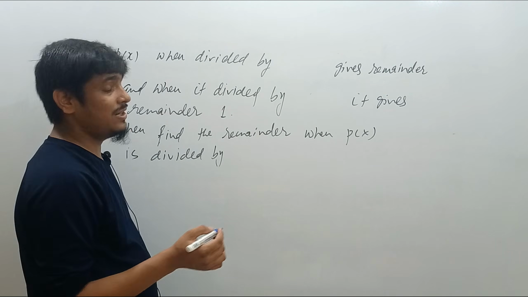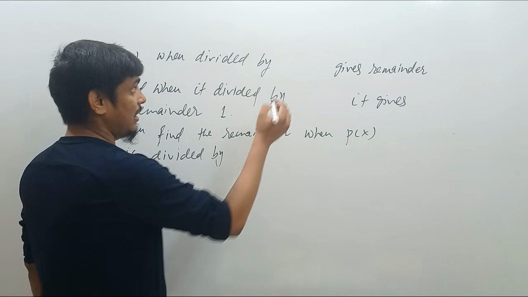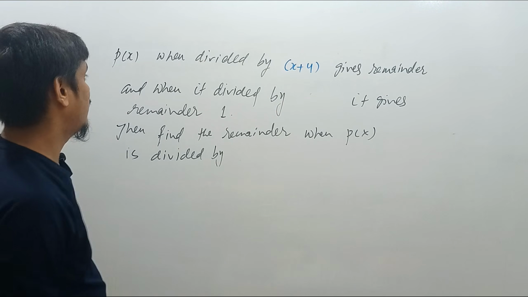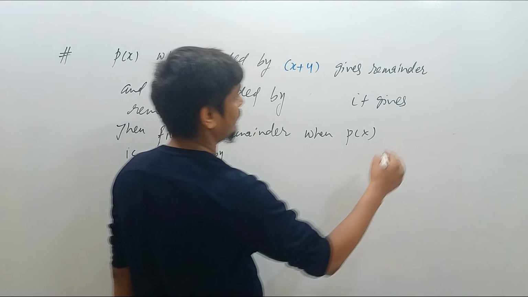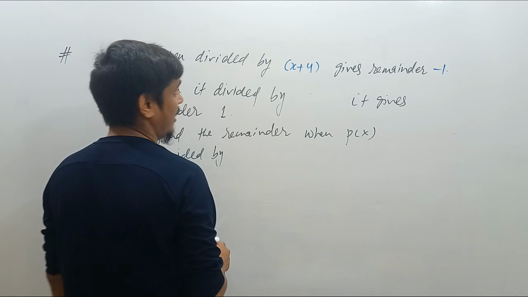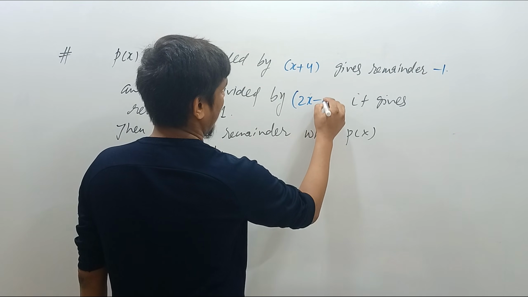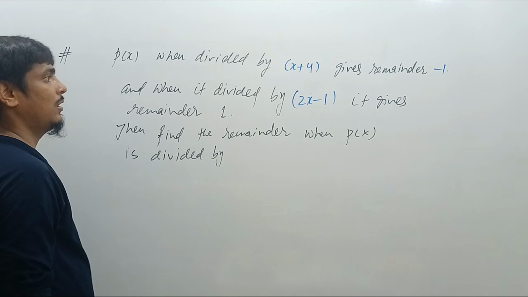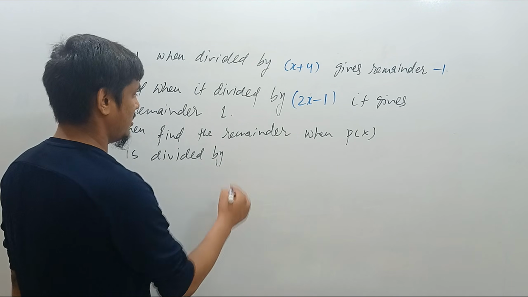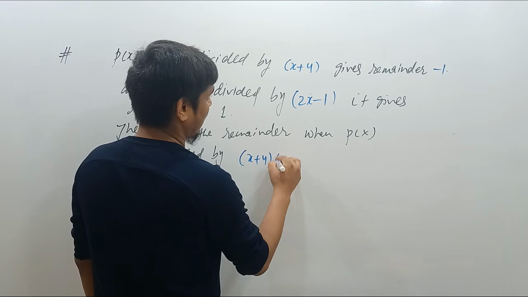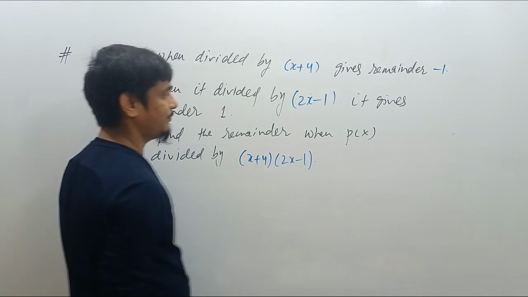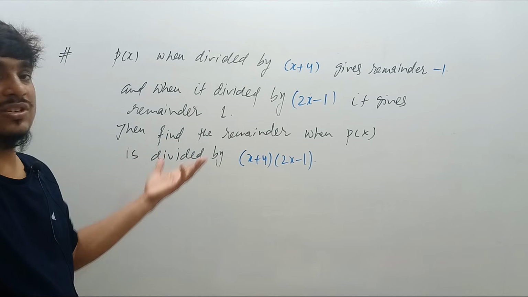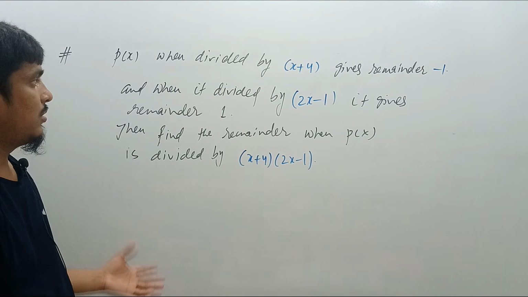Suppose when p(x) is divided by x plus 4 gives remainder minus 1, and when it is divided by 2x minus 1 it gives remainder 1. Then find the remainder when p(x) is divided by (x plus 4) times (2x minus 1). So the problem is the same, I just changed the values, so the method is also the same.